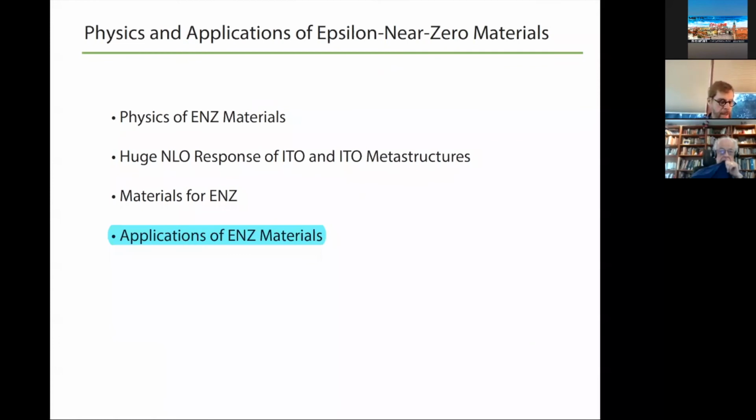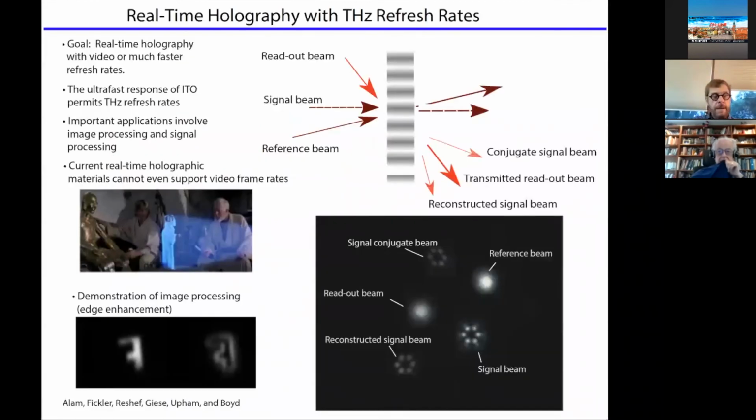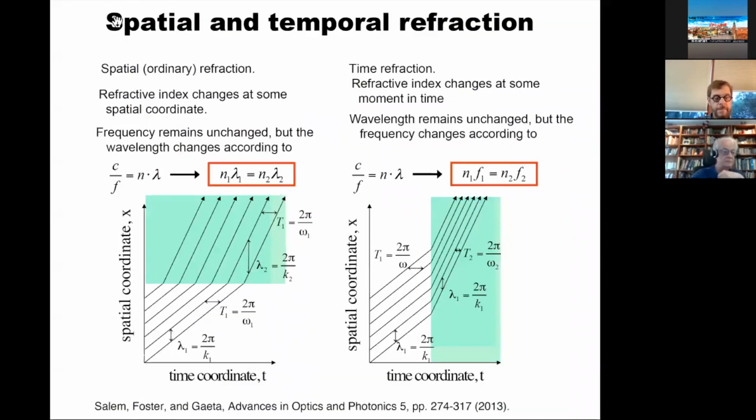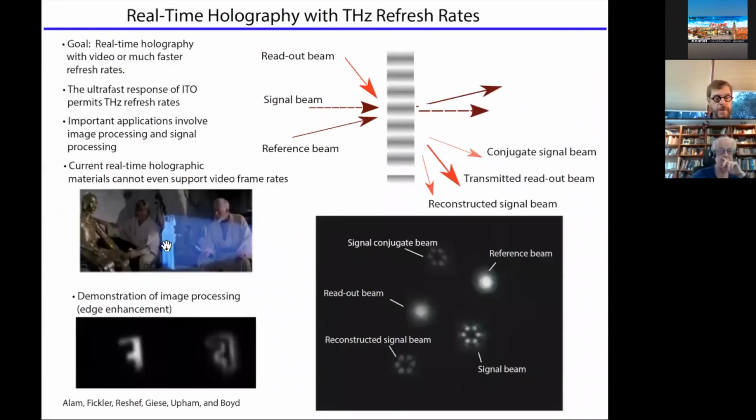Okay, and last, applications of ENZ materials. I'm afraid I have time for only one of them. So I will do this one here because I particularly like it. I think we all remember Princess Leia, or a hologram of Princess Leia asking Obi-Wan Kenobi for help. But the point I want to make is that with technology of today, 2021, we do not have the technology to update holograms at a video rate. We just don't have it.